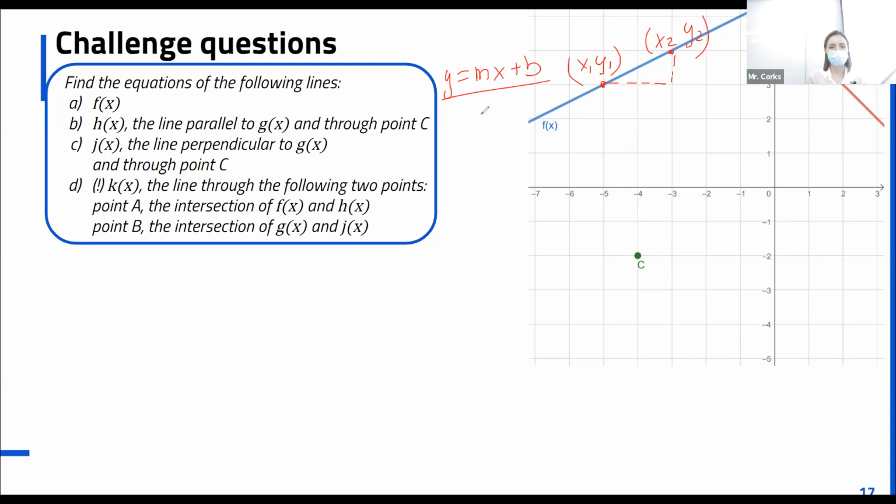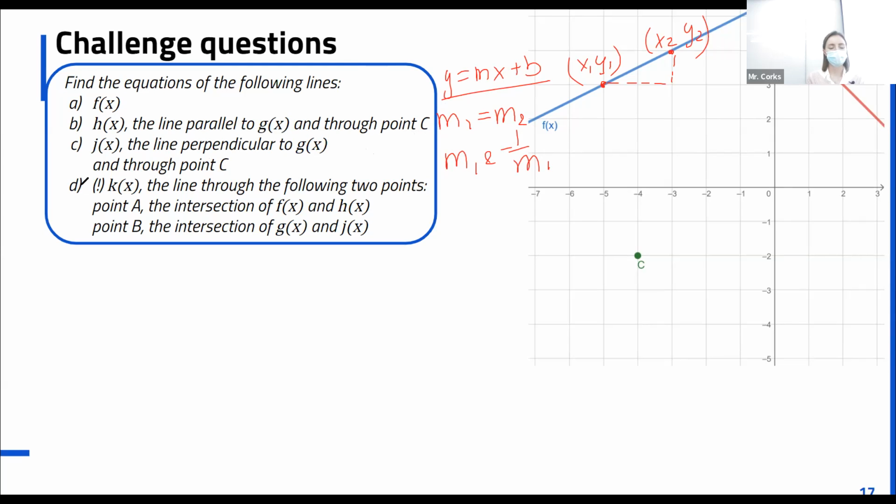Parallel lines have the same slope. So for parallel lines, we will have m1 equals m2. For perpendicular lines, we have m1 and minus 1 over m, the slope for two perpendicular lines.